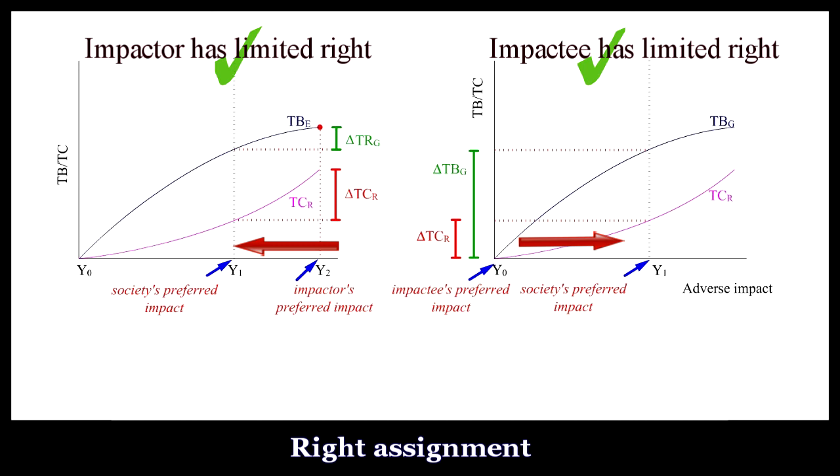Therefore, denying some right to the party that has lower costs of moving to the efficient impact ensures that efficient impact will be achieved if negotiation cost is substantial.